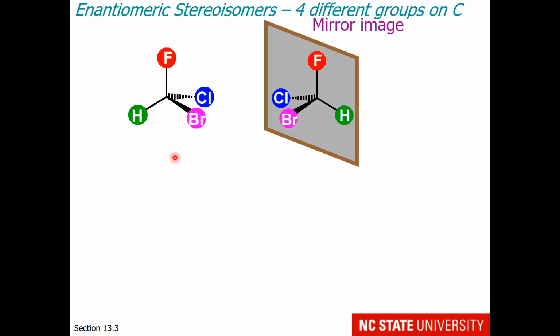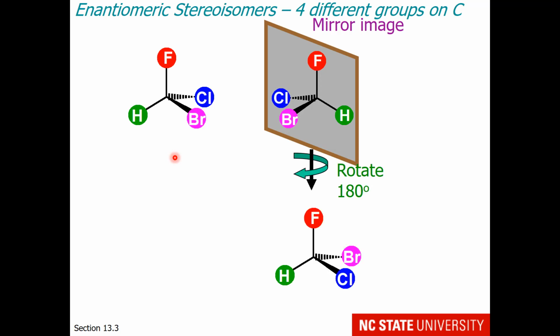So here we have the mirror image of this molecule. And the question is, if you rotate it 180 degrees, is it superimposable? Meaning, do all the atoms match up in the same place? And I hope your answer is no.